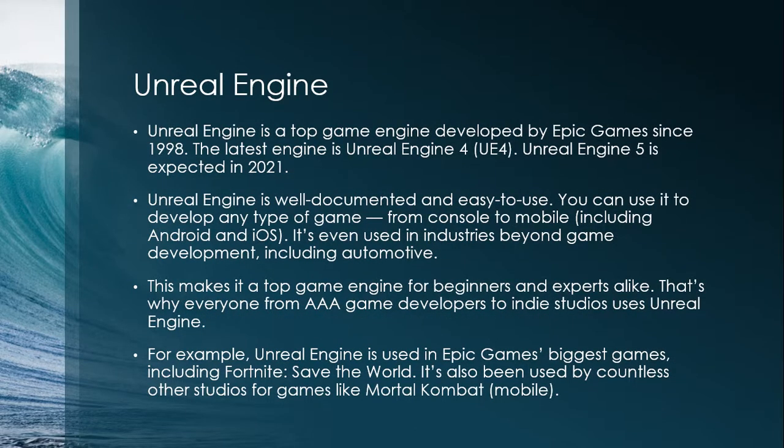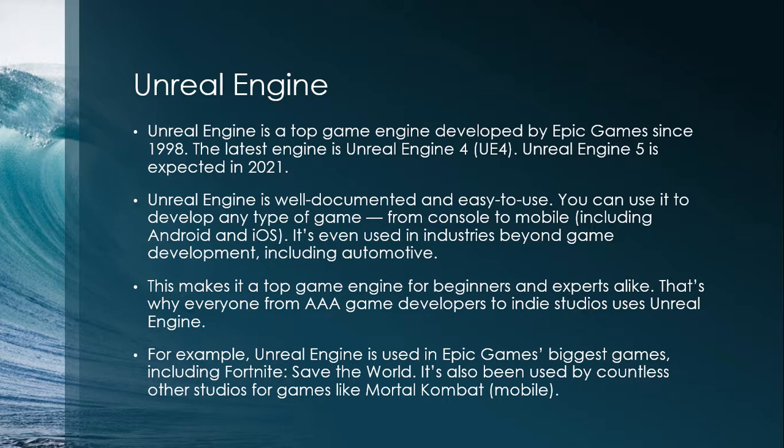Okay, Unreal Engine is a top game engine developed by Epic Games since 1998. The latest engine is Unreal Engine 4, or called UE4. Unreal Engine 5 is expected in 2021. So the latest one is Unreal Engine 4. Unreal Engine is well documented and easy to use. You can use it to develop any type of game from console to mobile, including Android and iOS. It's even used in industries beyond game development, including automotive.